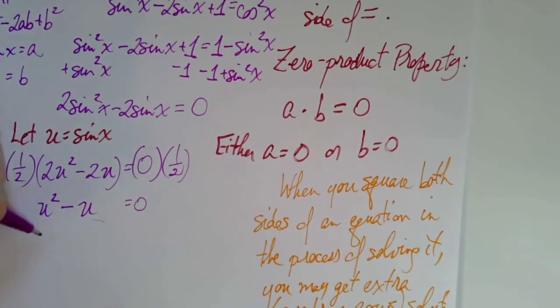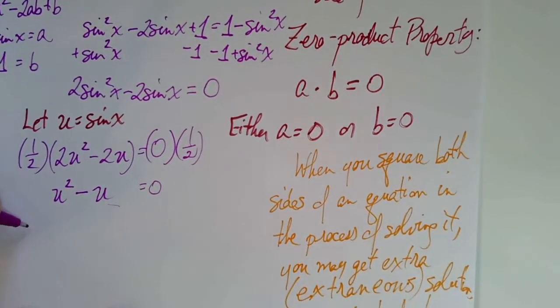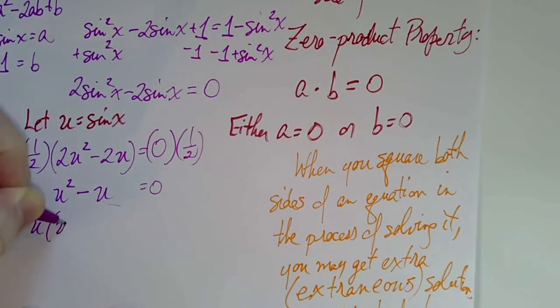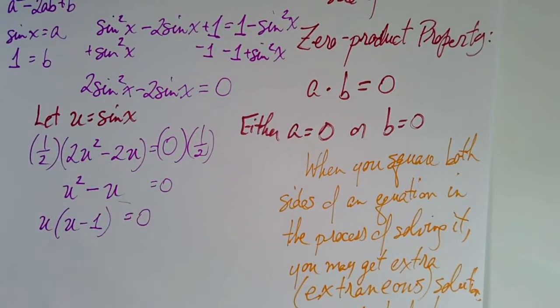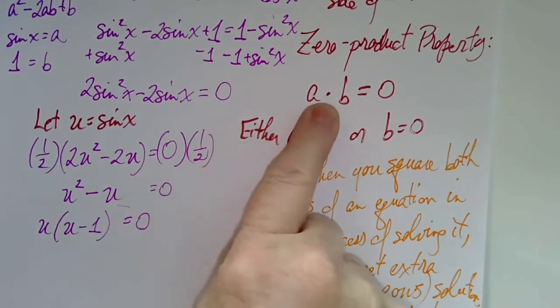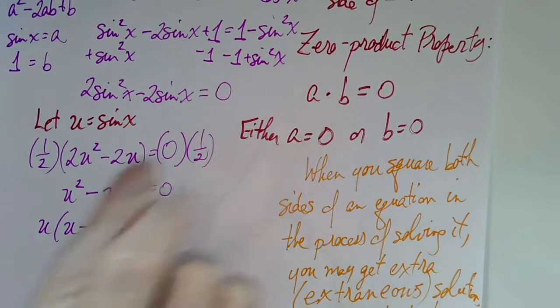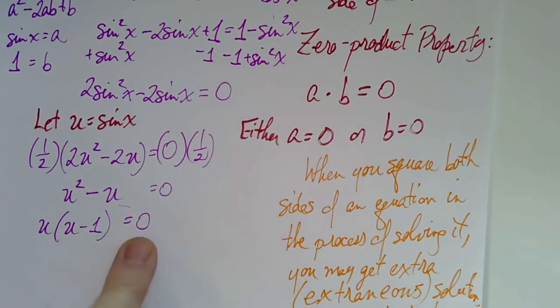Let's factor this, because we have a common factor of u. u times u minus 1 equals 0. And now I have the product of two things. The product of two things is 0.